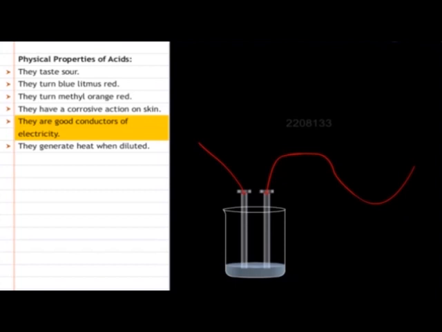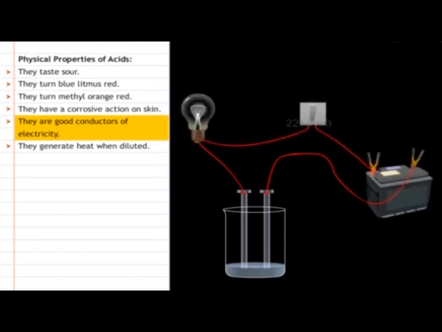Connect the rods with an electrical wire in series along with a battery, a switch and a bulb. Switch the setup on and see the bulb glow. This shows that acids are good conductors of electricity.